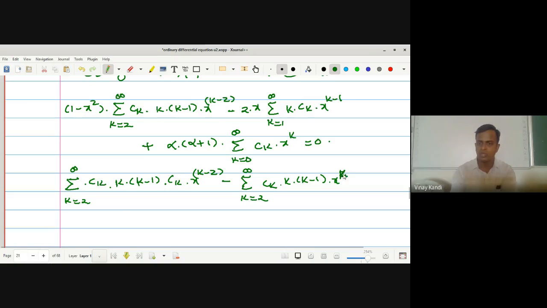Okay, any doubt up to here? काही डाउट आहेत का? कसा आला का हे x square आणि x raised to k minus 2. So this is x raised to k.